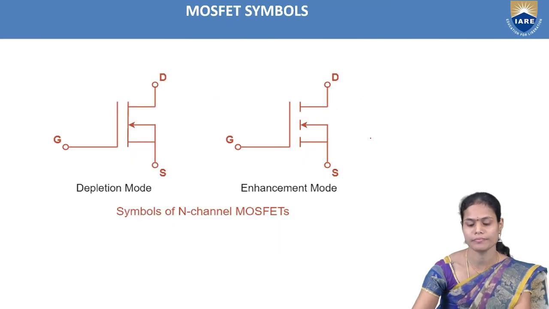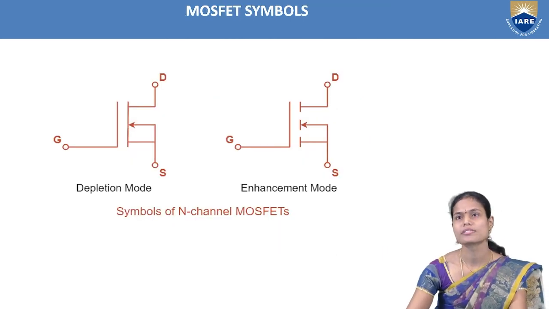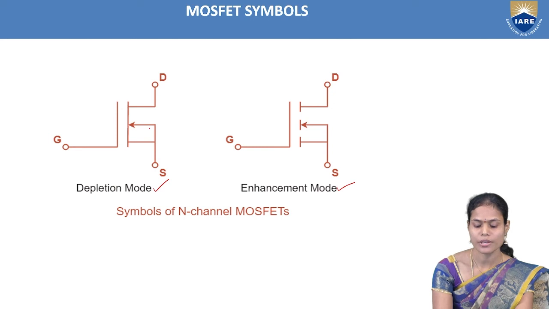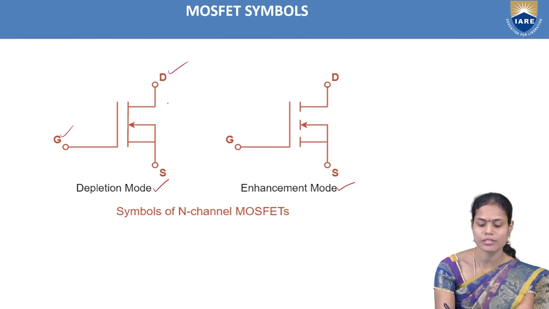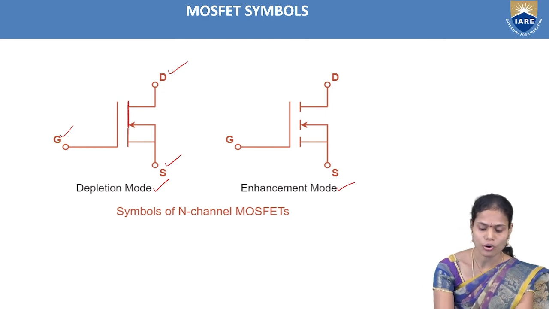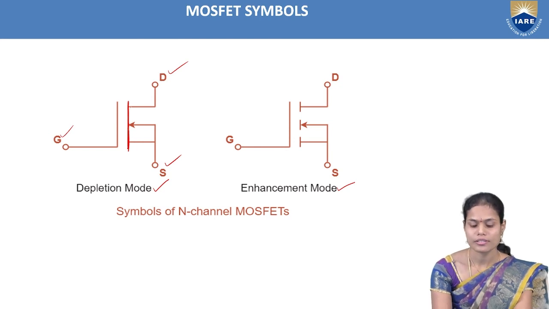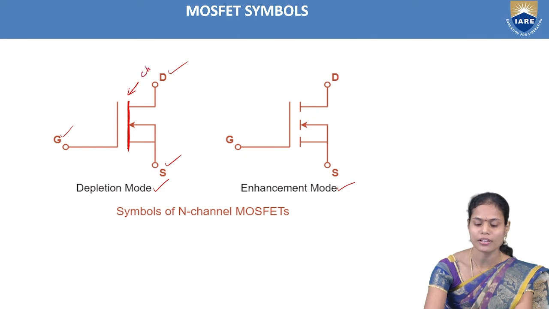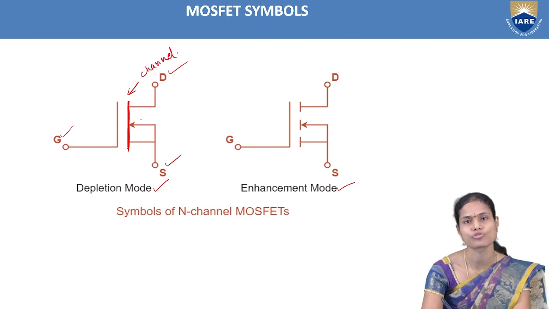And next, coming to the symbols of the MOSFET, here I am taking N-channel MOSFETs first. In that N-channel MOSFET, I am taking the depletion mode as well as the enhancement mode. In the case of the depletion mode MOSFET, we are using 3 terminals: gate, drain and source. This line is a solid line between the drain and source here. This solid line indicates the existence of a physical channel between the drain and source.